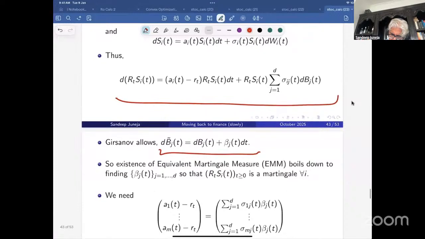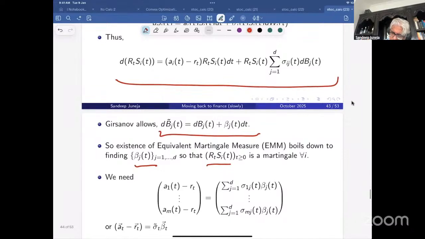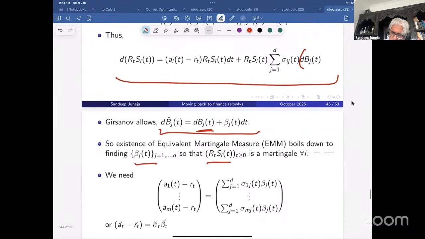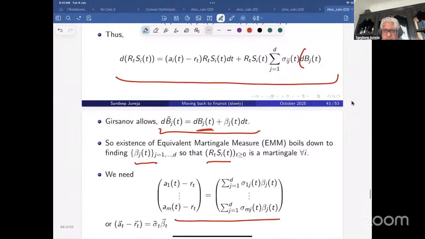So then existence of an equivalent martingale measure boils down to finding beta j t's so that r t S i t is a martingale. For that, I'm just going to replace this with this quantity right here, dB tilde j t minus beta j t dt. So basically it boils down to setting this into an equality. Do you want to spend a few minutes thinking about this?